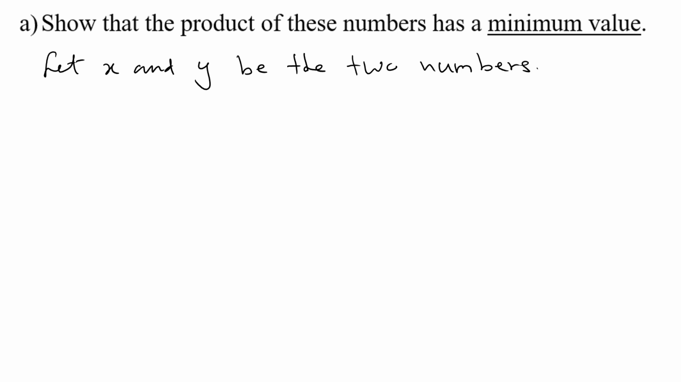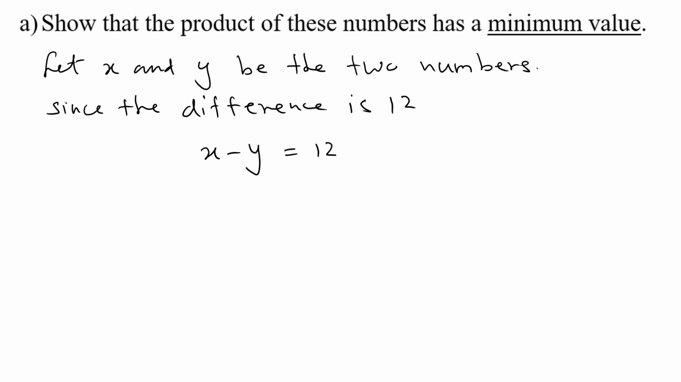So since the difference is 12, you can write x minus y equals 12. So we assume x is bigger than y. Okay, so that's the first one. That's the constraint. Now let's try to write the objective function.